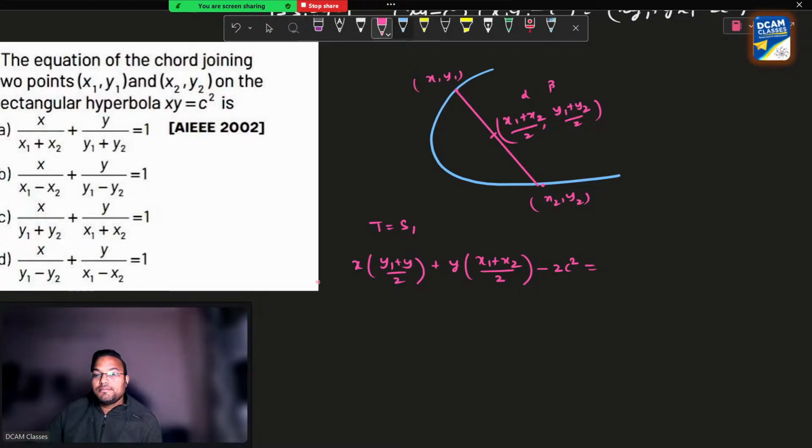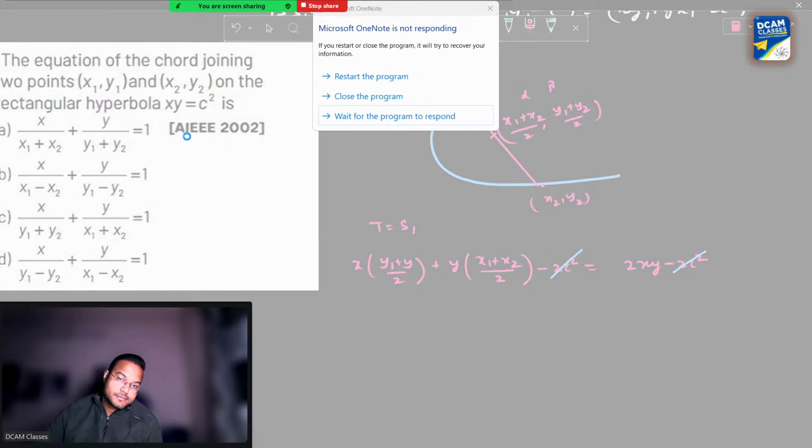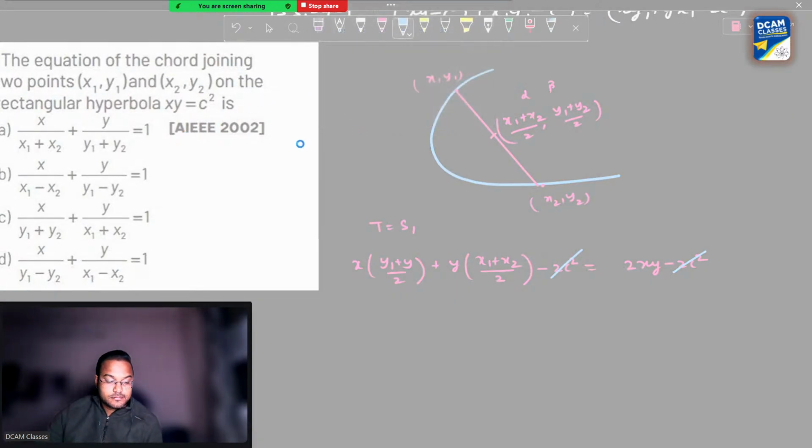That's just a point application I'm doing. S1 is xy is equal to c square, but I'll write 2xy is equal to 2c square just so that I can cancel out the constants, because the constant is not there in our answer. One mistake I did, and it's not allowing me to correct it. The hanging actually slowed my solving.